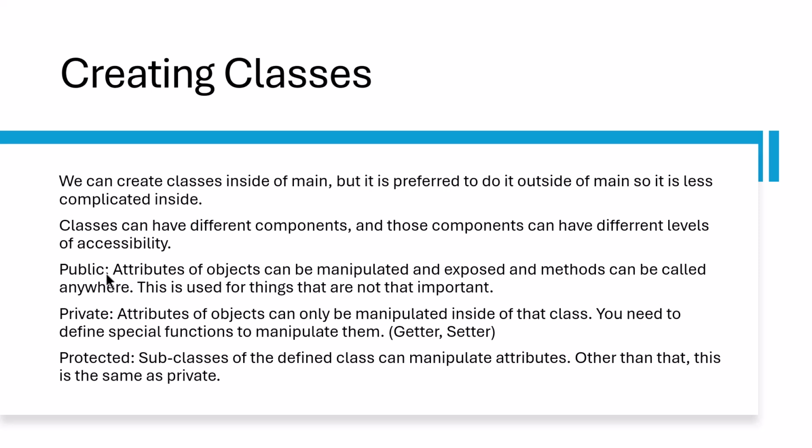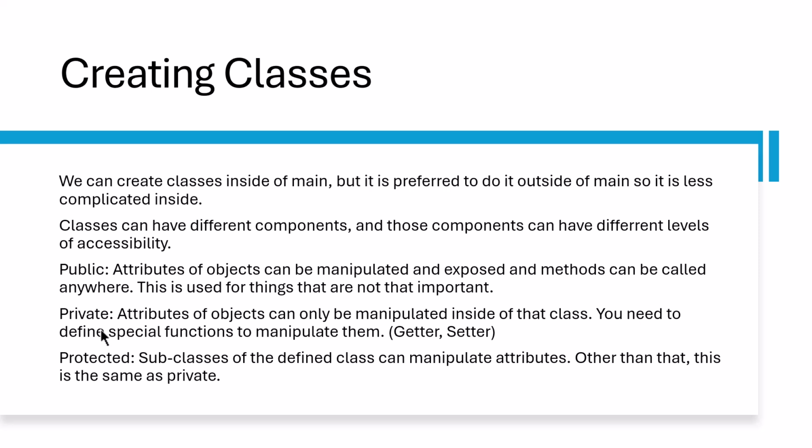And you usually use this for data that isn't that important and wouldn't cause so many problems if it was changed. The attributes you write under private are a lot more special. Attributes of those objects can only be manipulated inside of that class. You would need special functions to not only be able to manipulate them, but also to be able to see them. You'd use something like this if the data is too important.